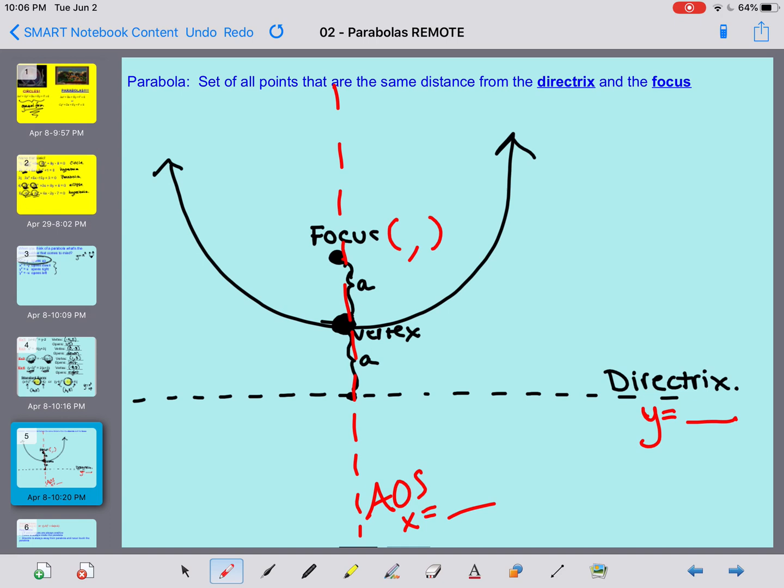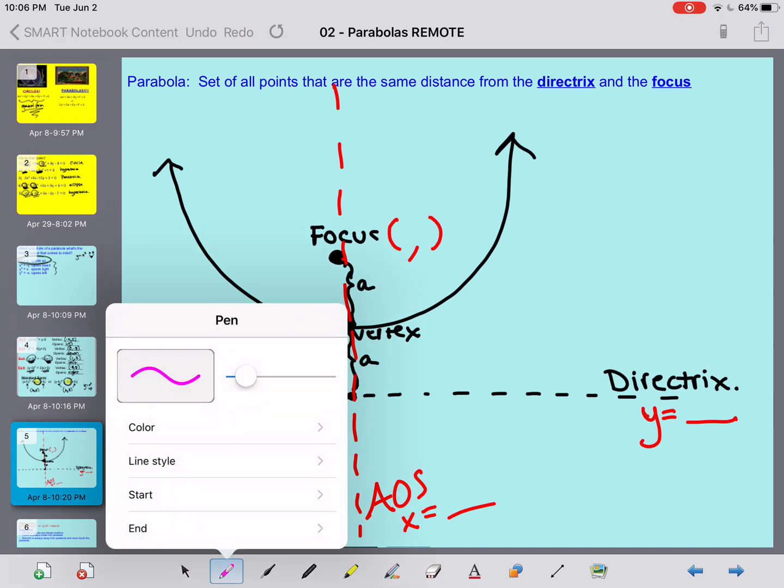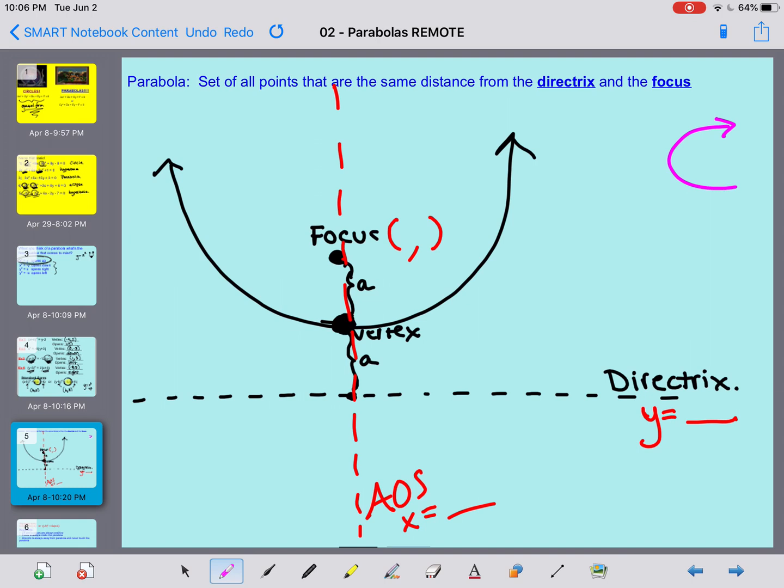Now, if my parabola opens a different way, so let's just say the parabola opens to the right, my focus would be this ordered pair. Here's my vertex. Here's my directrix. My directrix this time would be x equals. My axis of symmetry would be y equals. All right, I know I said that fast, but we'll go back.